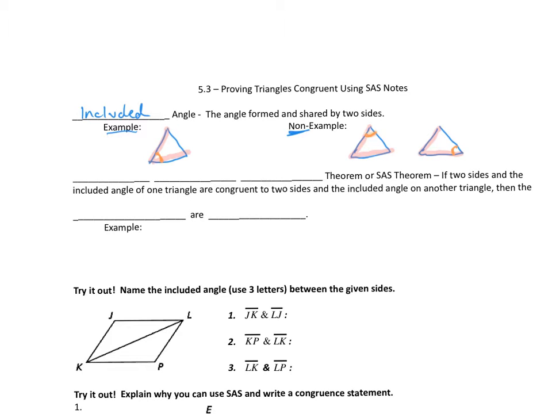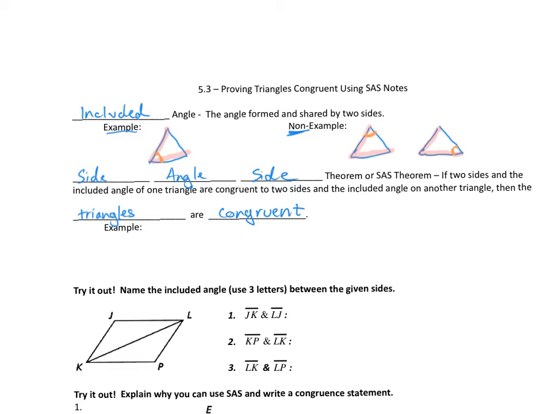And this comes to our next portion, the side angle side or SAS theorem, which basically says if two sides and the included angle of one triangle, so you have to start with a side and then the angle and then another side, are congruent to the two sides and the included angle of another triangle, then the triangles are considered congruent.